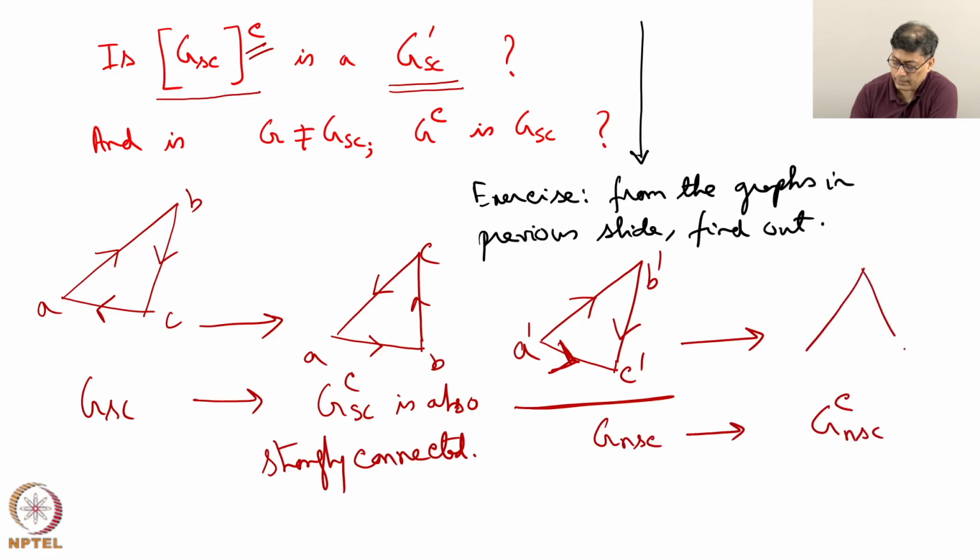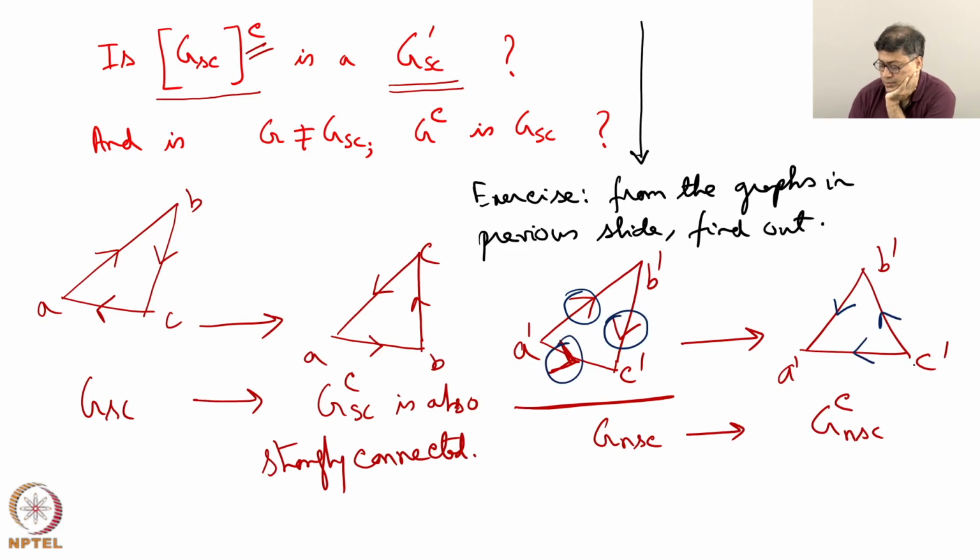So, what will happen here? All the arrows will change their directions. So, this will change to that, this will change to this. If I want to reach from A dash to B dash, it is not possible. Therefore, a graph which is not strongly connected, its complementary will also be not strongly connected.